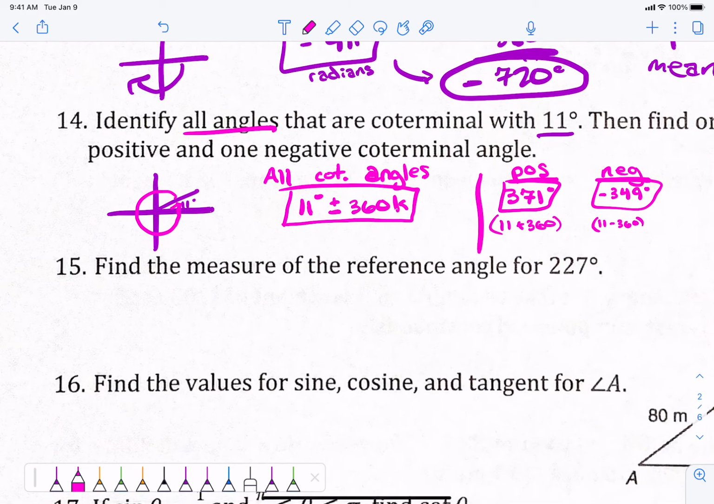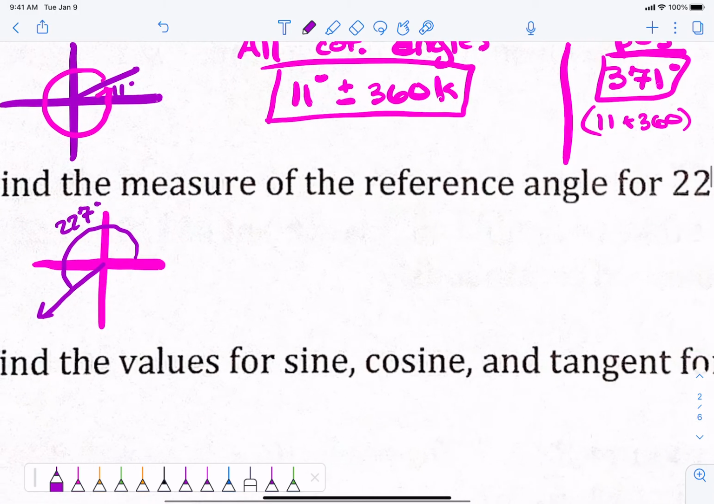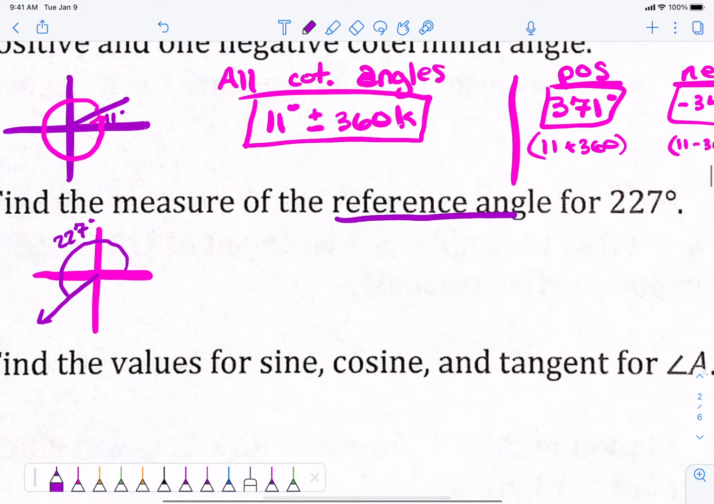Find the measure for the reference angle of 227 degrees. Where does 227 live? The third quadrant. So it's down over here, and 227 is this guy. When it says reference angle, I had somebody use these terms to define reference angle the other day, and I thought, that is very good. I should use that. It is the bow tie angle.